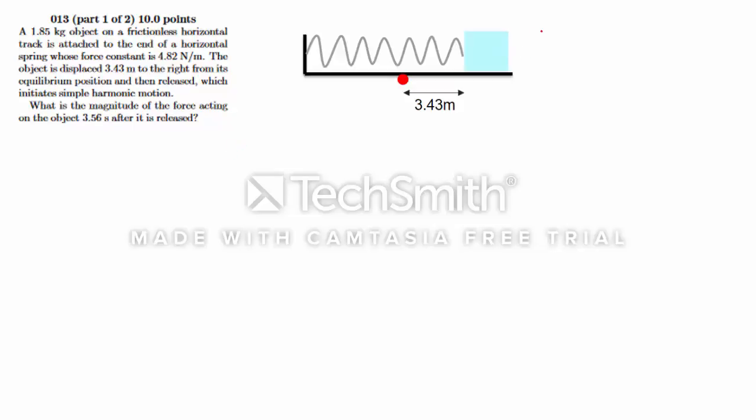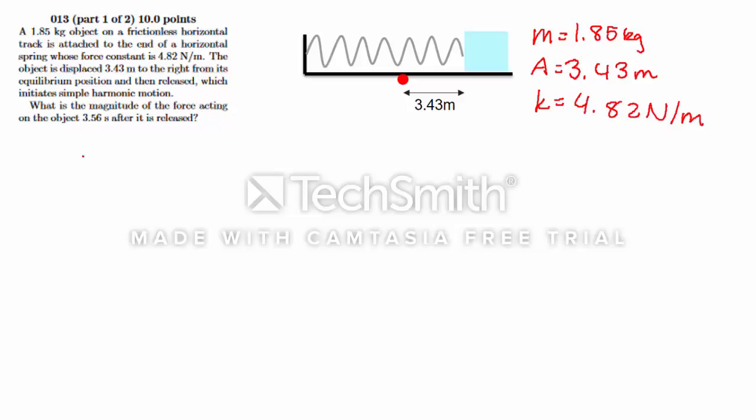So our object's mass is going to be 1.85 kilograms. Our amplitude is going to be our max distance, which is 3.43 meters. The constant is going to be 4.82 newtons per meter. So we know that force equals negative kx. We know k, we need to find x.